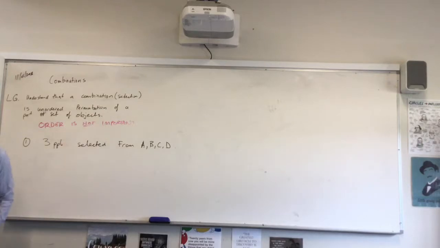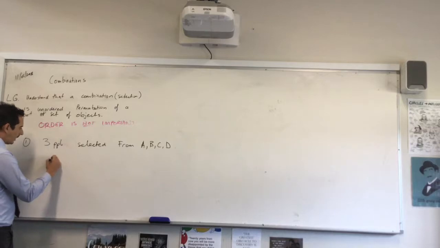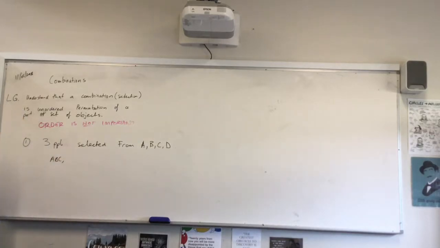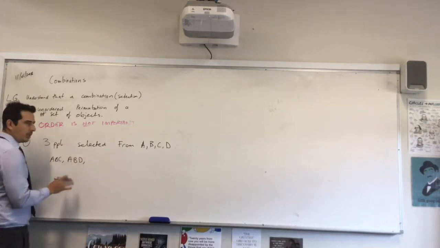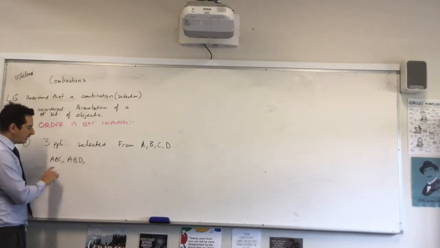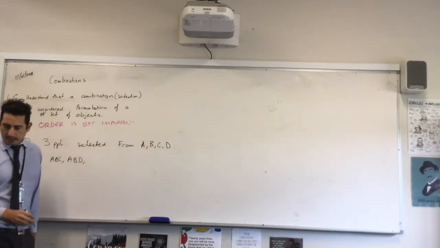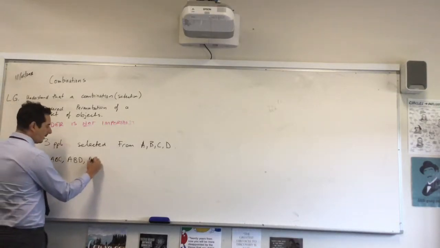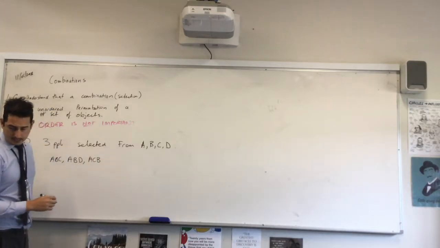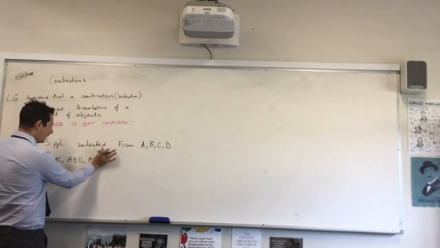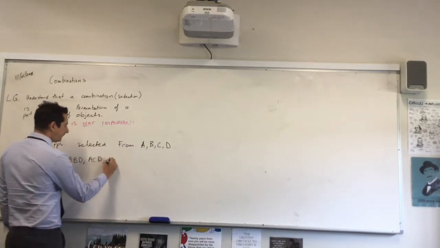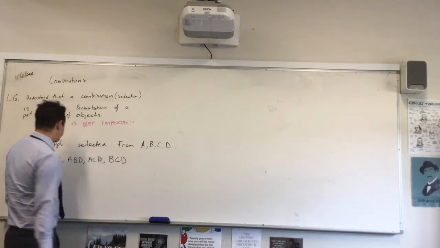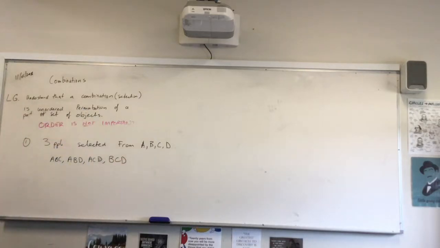So we're going to have 4 combinations from these people. A, B, C, and A, B, D. In any order, it doesn't have to start with A, but we'll just write it like that. A, C, B. A, C, D. And the last one is B, C, D. Can anybody think of any other combinations?